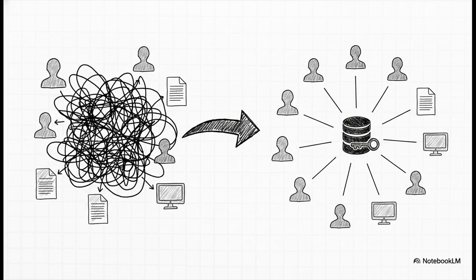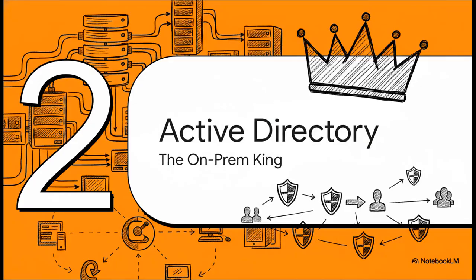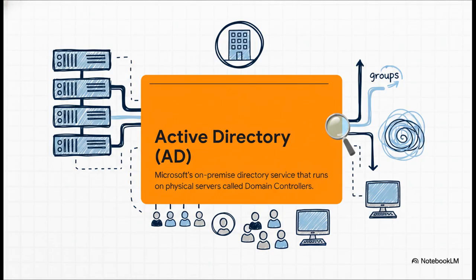This is exactly the problem that these big identity and access management systems were built to solve. And for a very, very long time, we're talking over 20 years, the undisputed king for solving this problem was a piece of technology called Active Directory. Introduced way back with Windows 2000 Server, Active Directory, or just AD, became the absolute backbone of corporate networks.